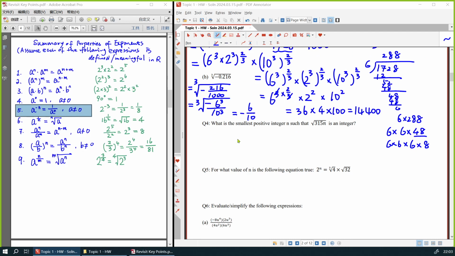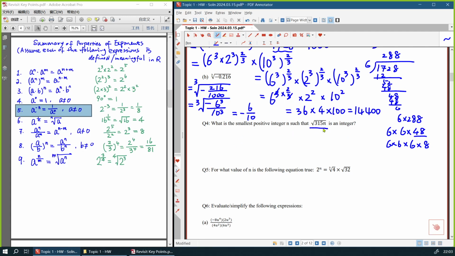Okay, next one. What is the smallest positive integer n such that square root of 315 times n is an integer? So for this to be an integer, we need the number inside the square root symbol to be a perfect square, right? So first of all, let's have a look at how we can factor 315 such that if you add another factor n, this number is a perfect square.